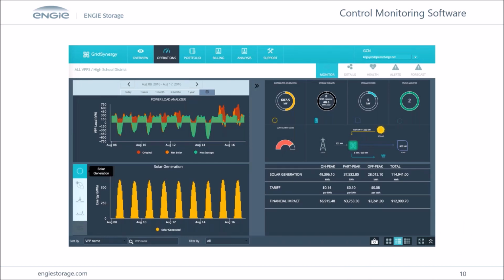Coming over here to really looking at what a software platform looks like. This happens to be a screenshot of one of our clients, and this system happens to be installed with solar. You're seeing the load profile in the upper left, which shows what the total building consumption and solar generation looks like. The green is what the load profile is after solar and storage is installed.